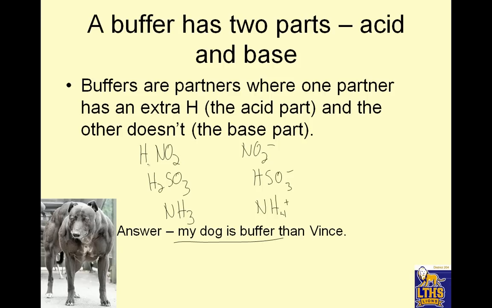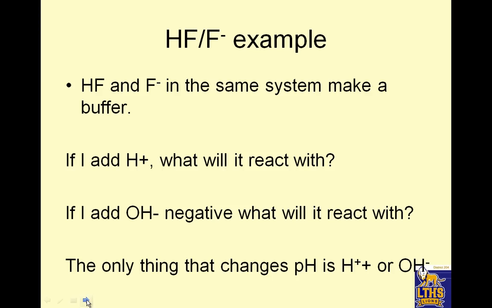So buffers are partners, where one partner has an extra H, really an H positive, and the other part doesn't. This would be the acid part, and this would be the base part, because the acid part has an extra H. HF slash F negative is an example. These guys can make a buffer, because notice the only difference is an H. If I add H positive, positives love negatives, so H positive will react with F negative, and it'll make HF. You might think, dude, you just made an acid. That's going to change the pH and make it low.